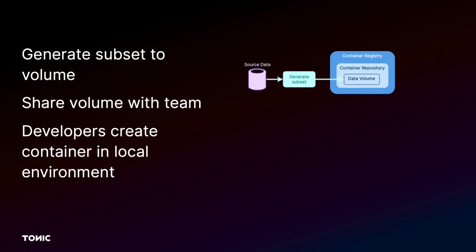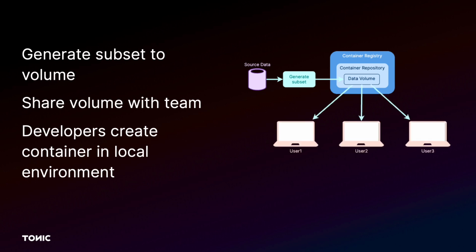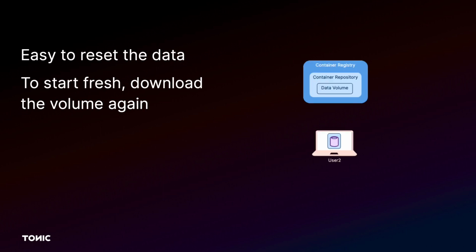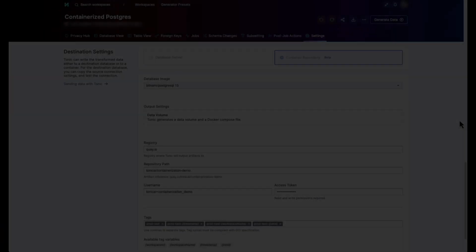For example, after you generate a subset to a container volume, you can share that volume with your development team. Each developer can then use the volume to create a container in their local environment to use for development and testing. Each environment is isolated with its own copy of the generated data. Developers can also easily reset the data whenever they need to. To start a new round of testing with fresh data, they simply download the volume again.